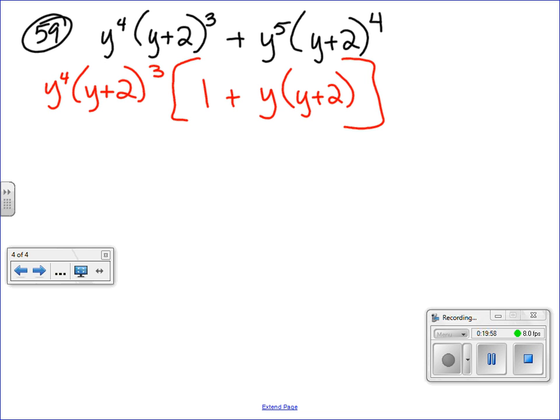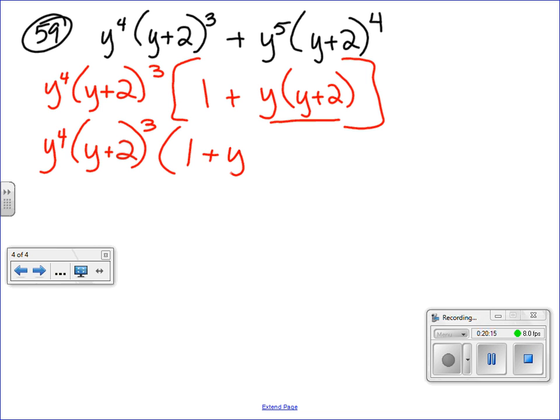Seriously, what do I do? Yes, ma'am. Distribute the y here? Yes, ma'am. Absolutely. Am I going to leave that stuff in the front? Leave it alone. Okay? Watch what we end up with. 1 plus y squared plus 2y. Correct? Everybody with me?